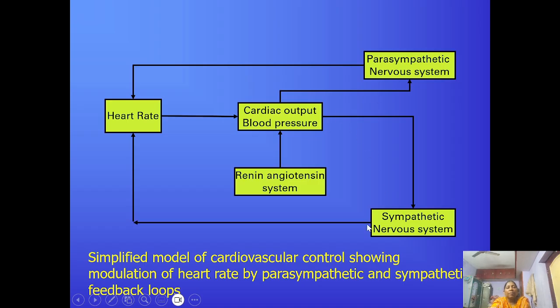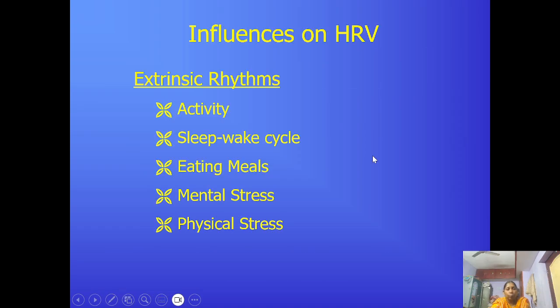When the sympathetic nervous system triggers the heart rate to increase, the cardiac output and the blood pressure also increase, due to the renin-angiotensin system. Then a signal is sent to the parasympathetic nervous system, which brings the heart rate back to a normal range. So the sympathetic and parasympathetic nervous systems exist as a feedback loop.